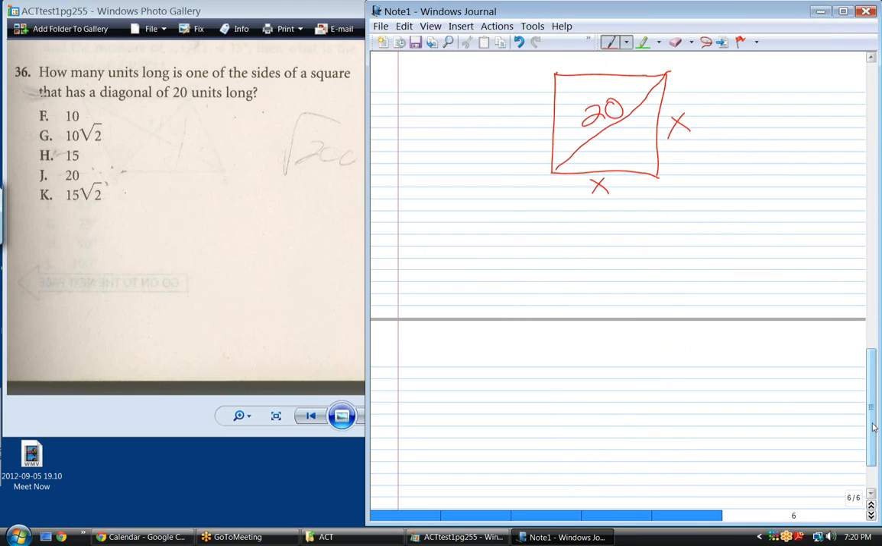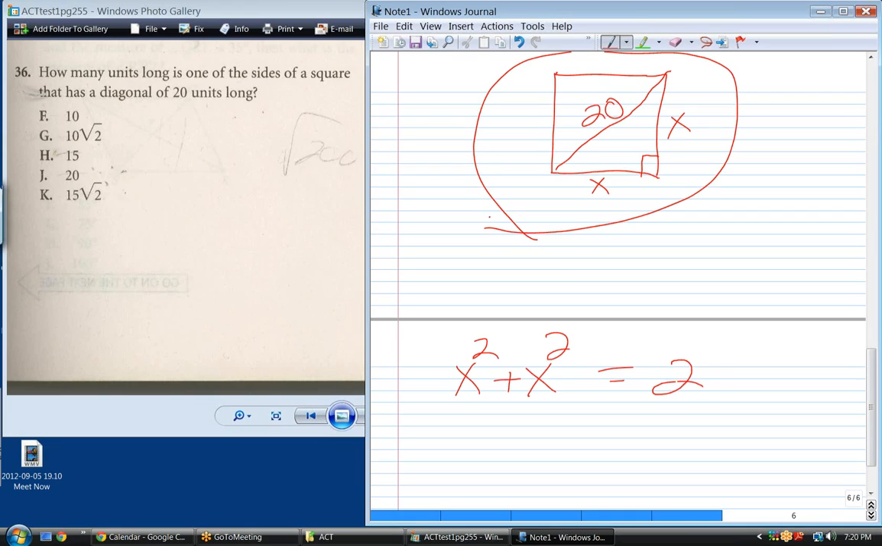The square. This is a right angle. So we know that both legs have to be the same since it's a square. That's why I've labeled them x and x. We still have to solve for x though. What kind of an equation can I write now based on this? x squared plus x squared equals 20 squared.